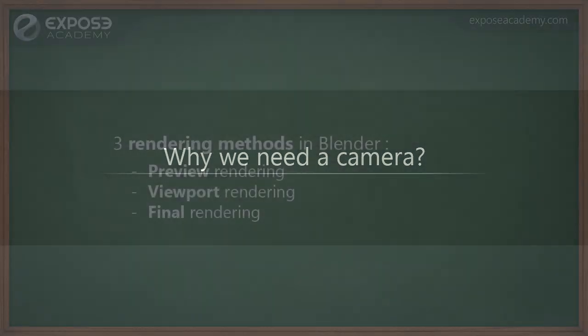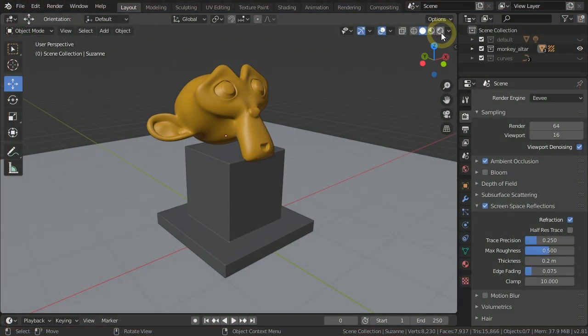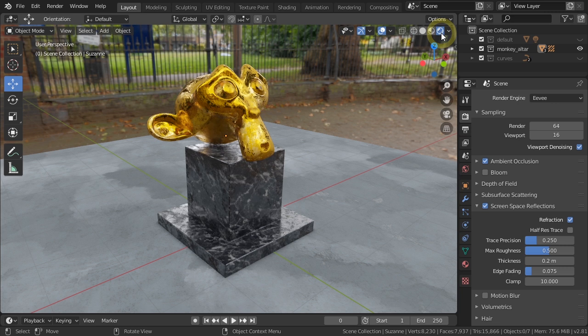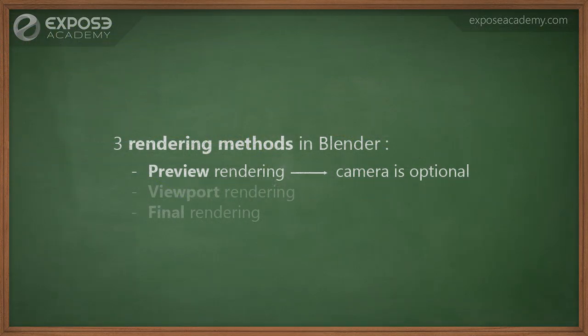Well, in Blender, there are 3 types of rendering. The first one is the preview rendering. Second is the viewport rendering, and finally the last one is the final rendering. Let me explain each of these methods real quick. Preview rendering is when you activate the render preview mode here. In this mode, you don't need a camera. You can have a camera, but it is not a must.